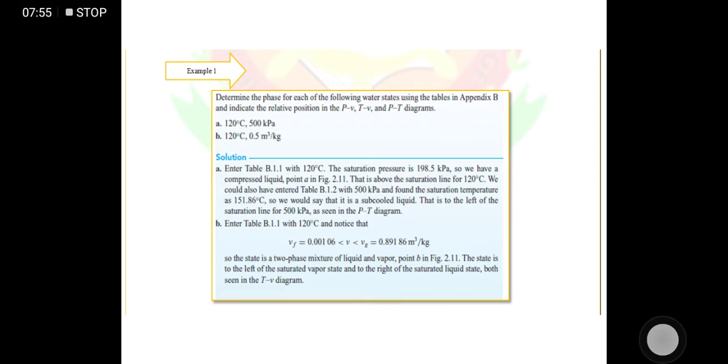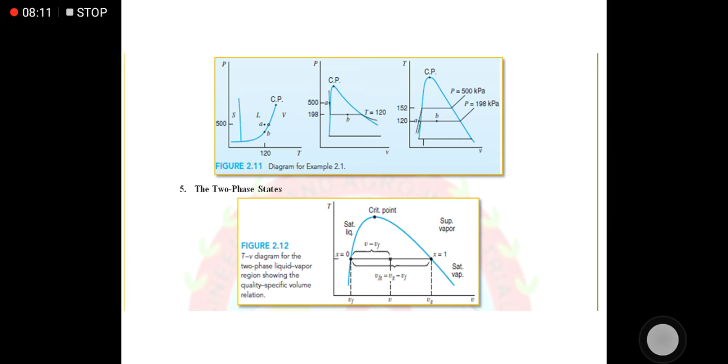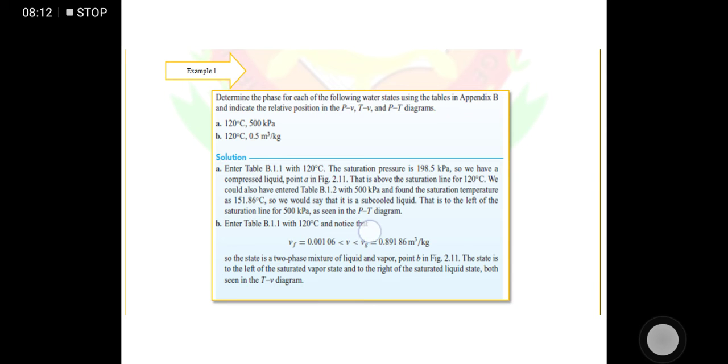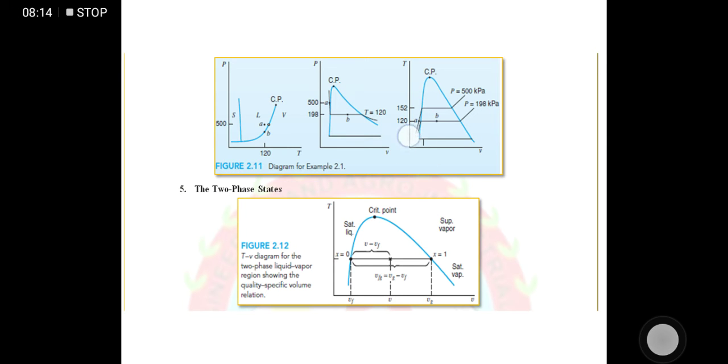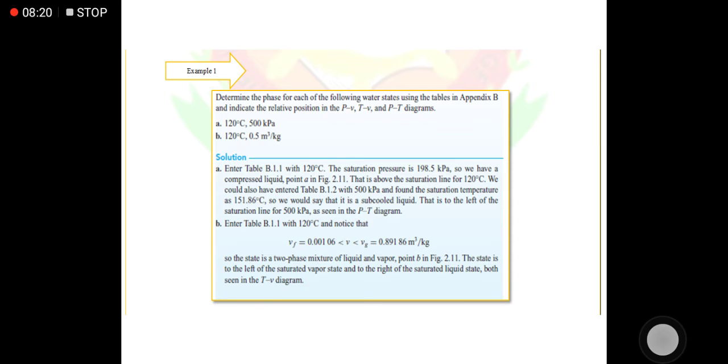Okay, so kung gagamitin daw natin yung table B.1.2. So therefore, since nakuha na natin yung dalawang relationship, this state therefore is, sa letter A, at saturation phase, no? Dito yan siya from A to B. That is to the left of the saturation for 500 kilopascal as seen in PT diagrams. Okay? So yan.